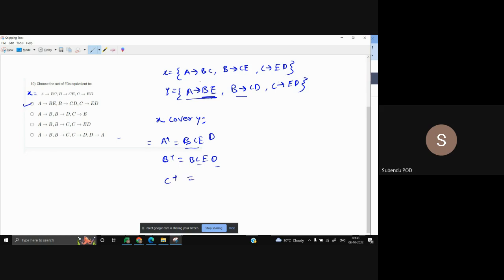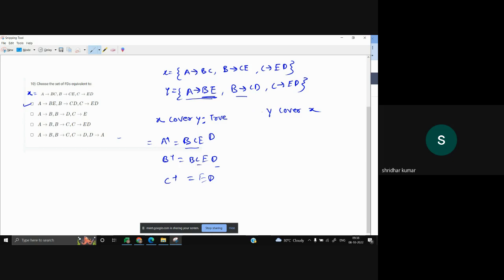C closure with the help of this functional dependency. C closure, so C determines ED. So directly ED. So X covers Y is true, right? Now we have to see whether Y covers X or not.